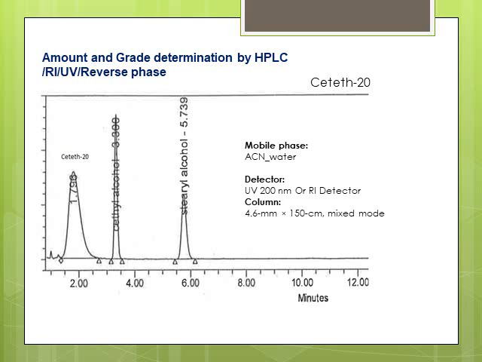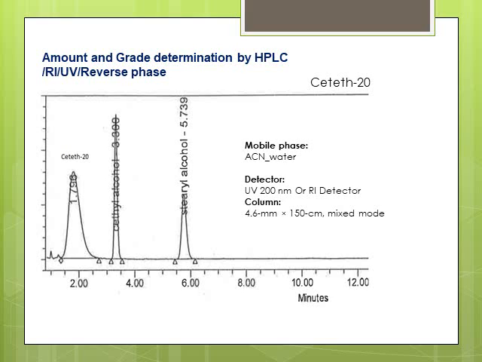The first method is the HPLC with the RI and/or UV detector. If you have both detectors attached to one HPLC, you can even run them in parallel. It uses a mixed mode column. The UV detection is at 200 nanometer, or 205, 210, or the RI detector. The mobile phase is acetonitrile and water, which has a lot of acetonitrile content, and the method is gradient.